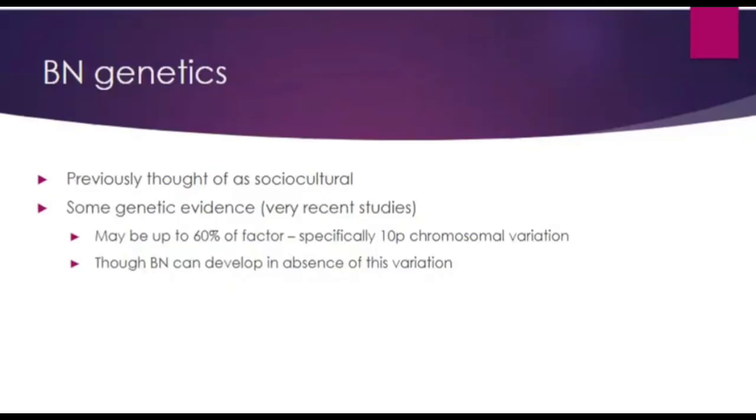Recent studies have shown that genetics may have up to a 60% factor in whether someone will have this disorder. Basically, what they looked at in these studies was the chromosomal variation of these individuals compared to others who did not have the disorder. And then they noticed that bulimia nervosa can develop in the absence of this variation.